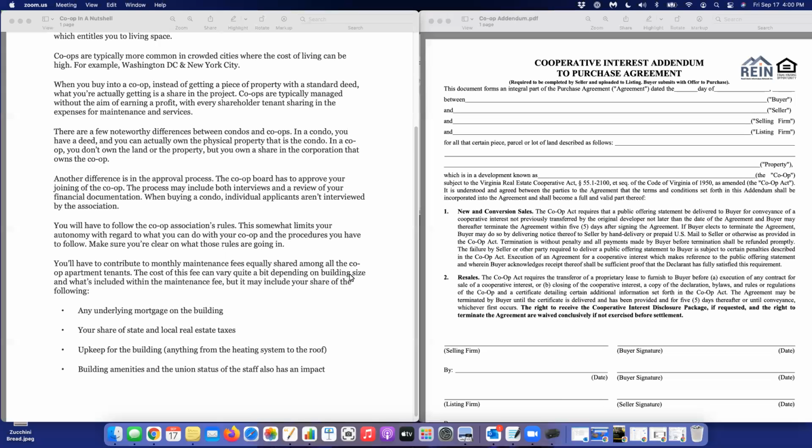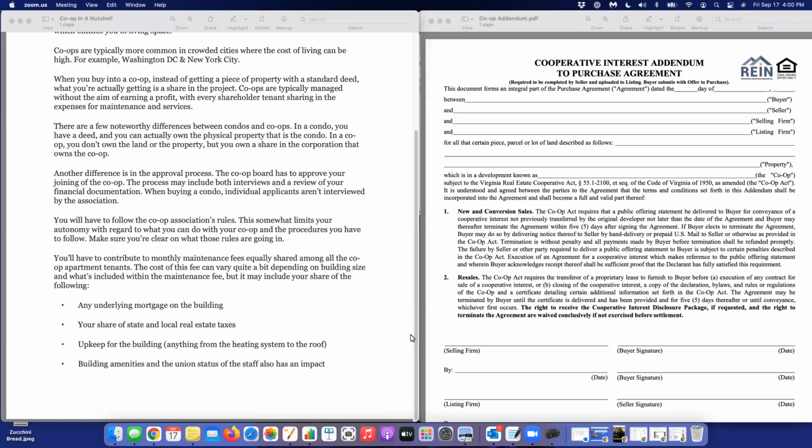You have to go through the co-op board. They have to approve your joining of the co-op, and they will do interviews. They'll review your finances, and it could be a multi-step process to get the co-op approval. When you buy a condo, you're not interviewed by the association. As long as the condominium meets your requirements and you financially are capable of purchasing the unit within that building, you're in. You don't have any personality conflicts. You don't have any issues with a board member potentially keeping you from being able to live in that building.